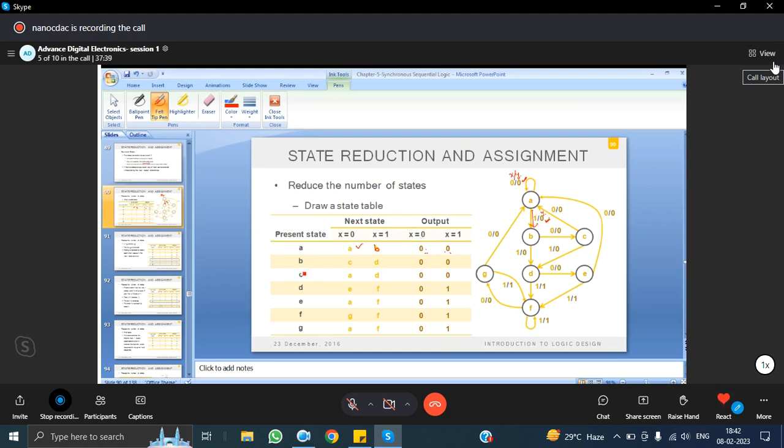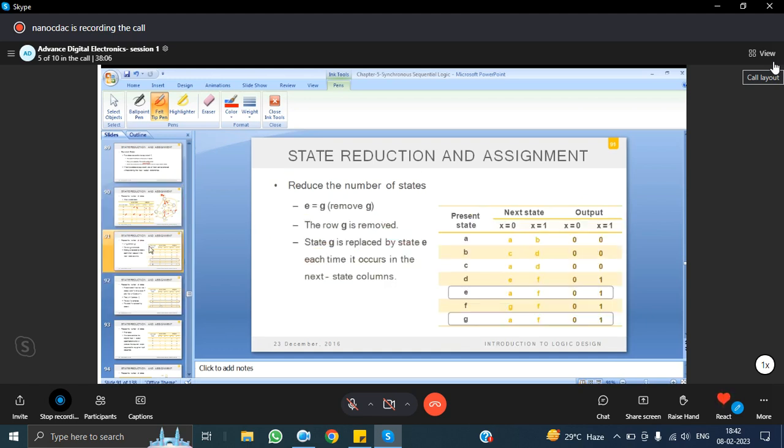Next, let us suppose the present state is D. We are in D. If X is equal to 0, the next state is E. If X is equal to 1, the next state is F. So for E and F, one output is 0 and the other is 1. Look, 0 and 1. You can easily draw this state table.